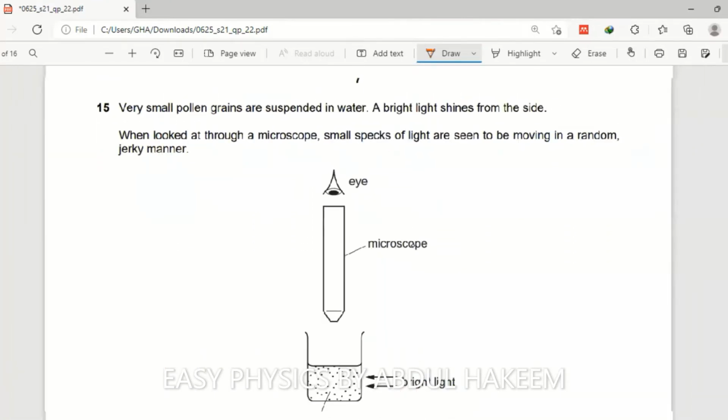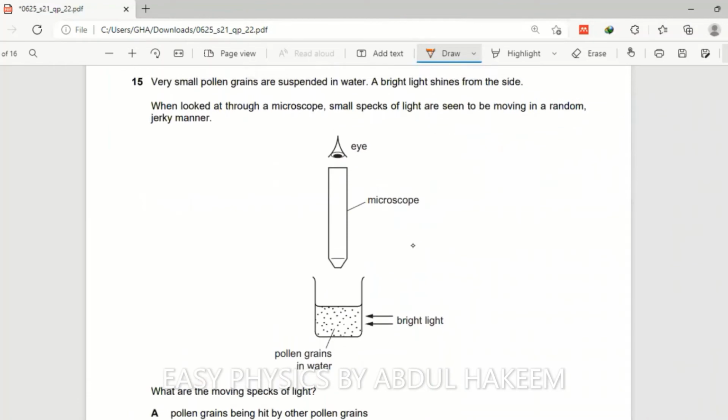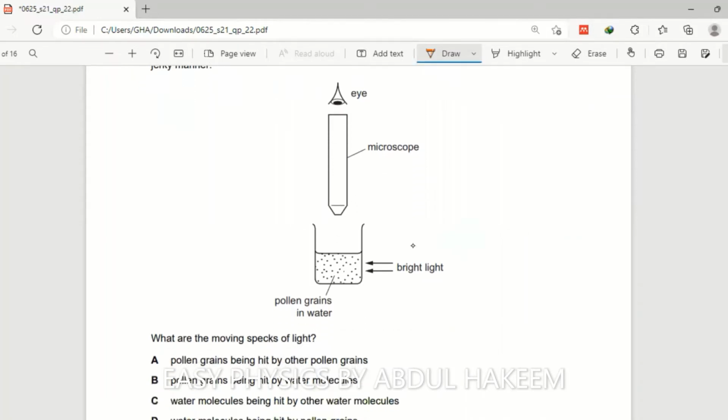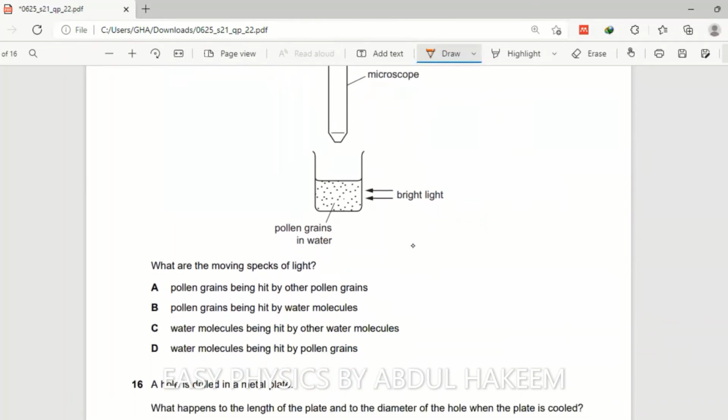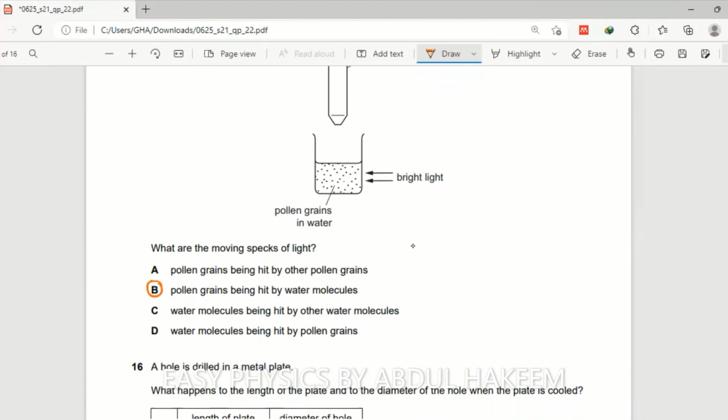And number 15. Very small pollen grains are suspended in water. A bright light shines from the side. When looked at through the microscope, small specks of light are seen moving in a random, jerky manner. What are the moving specks of light? Are they pollen grains being hit by other pollen grains? No, the pollen grains are hit by the water molecules. Yes, the water molecules are colliding with the pollen grains, so they are moving in different directions. So B is the answer.